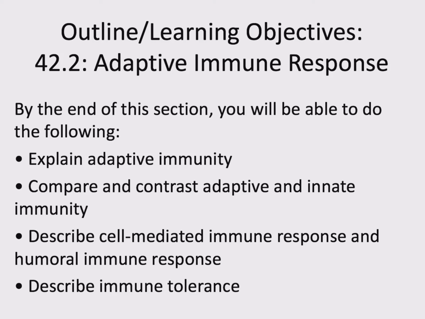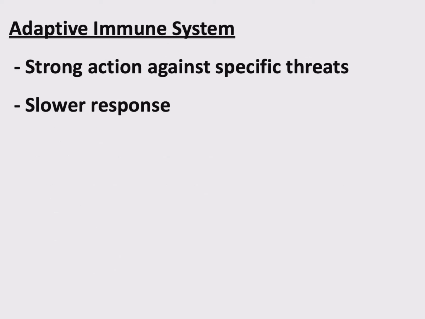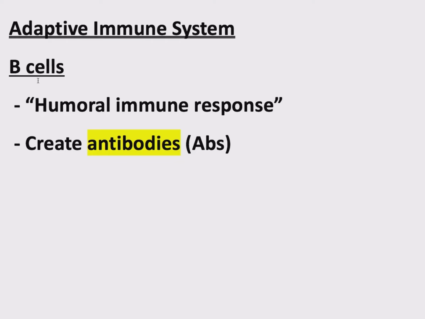So the innate immune system was kind of generic, but was really fast. The adaptive immune system is very strong against very specific threats, but it has a longer lead time. It takes longer to really kick in. Okay, so the adaptive immune system is going to involve several different types of leukocytes, more white blood cells. Let's start by talking about B cells. If you're curious, they're called B cells because they complete their maturation in the bone marrow, hence B, but whatever. B cells are responsible for what's called the humoral immune response.